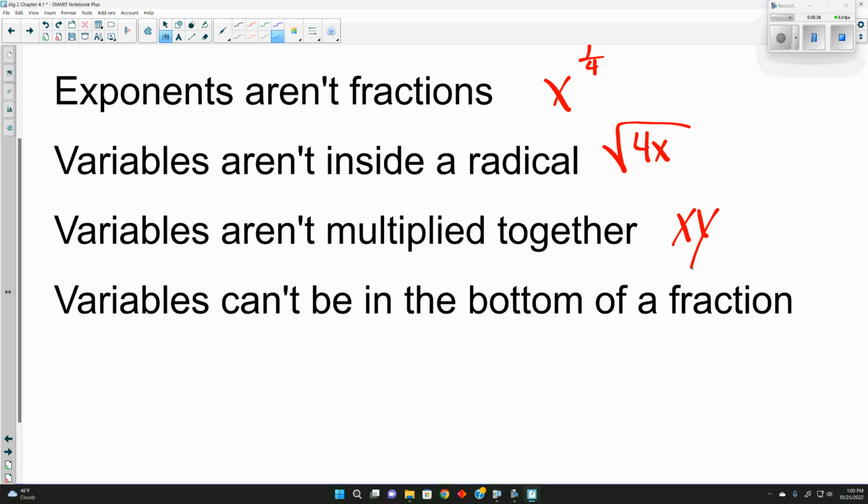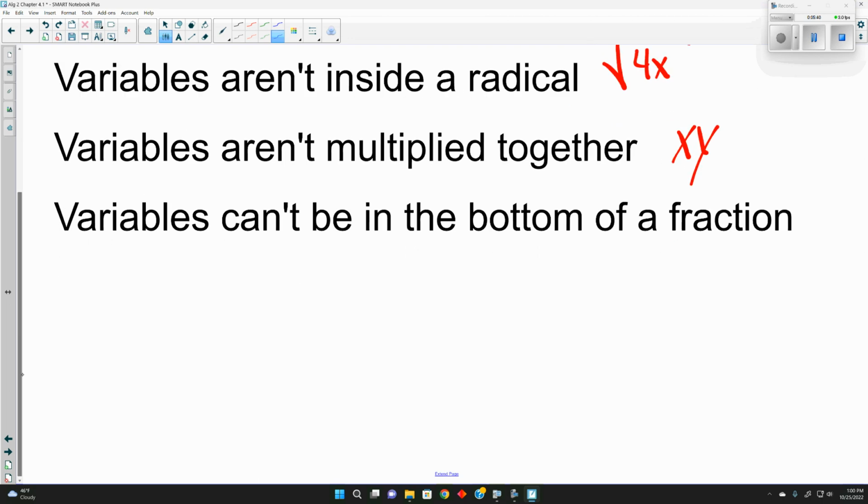Now there's actually two more. I need to fill in the last one. This one here, variables can't be in the bottom of a fraction. But really this one and negative exponents actually go together. Because if an exponent's negative, the way we make it positive is move it from the numerator to the denominator. So really x to the -2 is really 1 over x squared. Those kind of go hand in hand. I do need to add one.